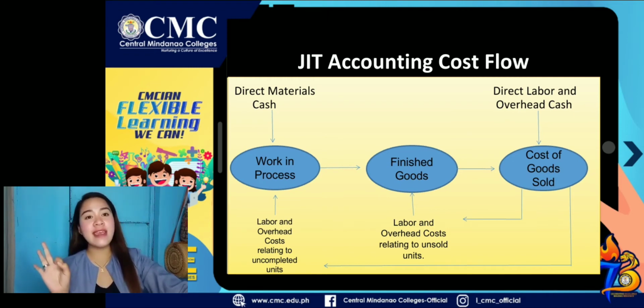So the work in process is the labor and overhead costs relating to uncompleted units. And the finished goods is the labor and overhead cost relating to unsold units. So the cost of goods sold is the labor and overhead cost relating to uncompleted units and labor and overhead cost relating to unsold units.